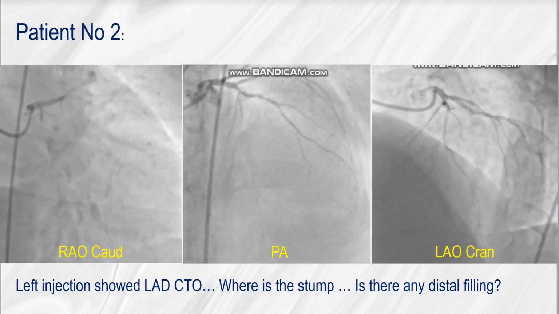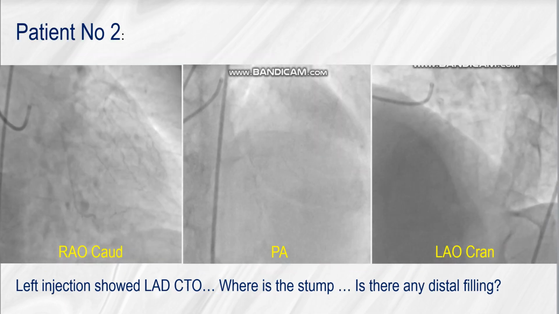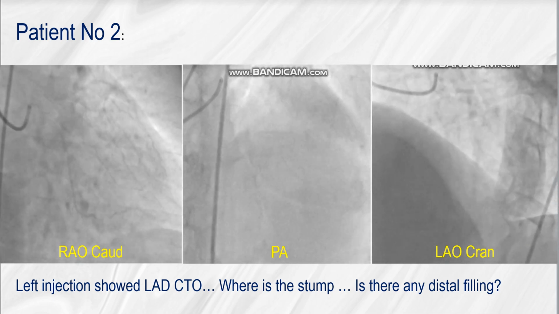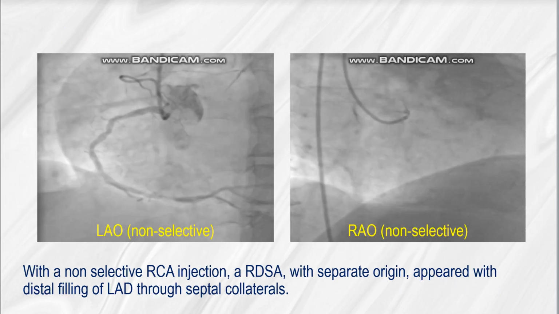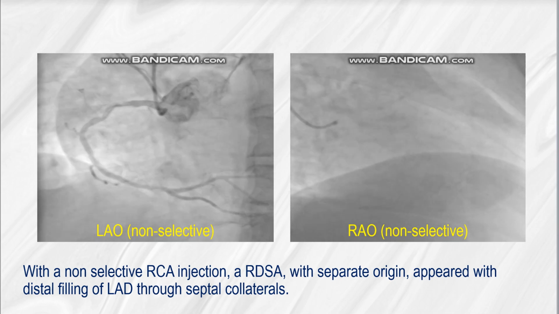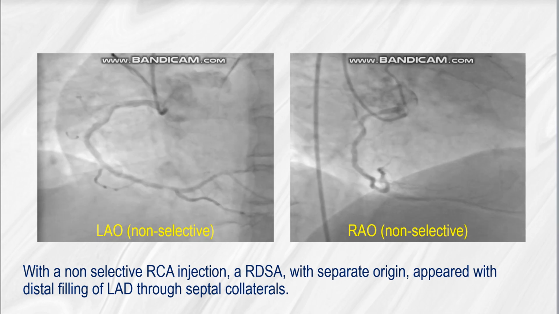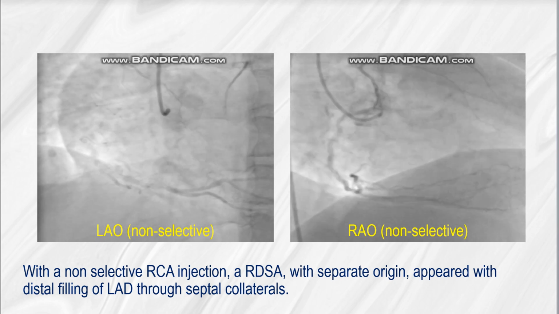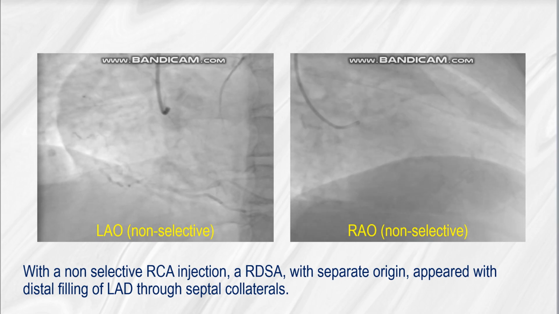In the second patient, left injection showed LAD CTO. Where is the stump? Is there any distal filling? With a non-selective RCA injection, a right descending septal artery with separate origin appeared, with distal filling of the LAD through septal collaterals.